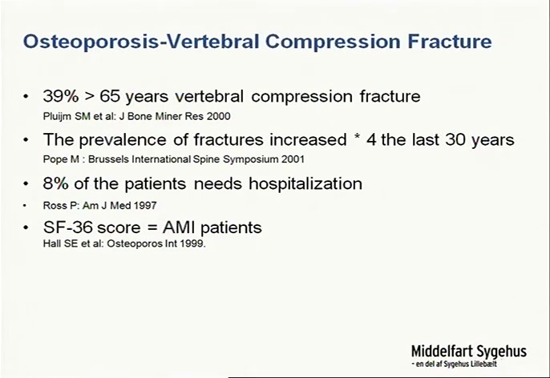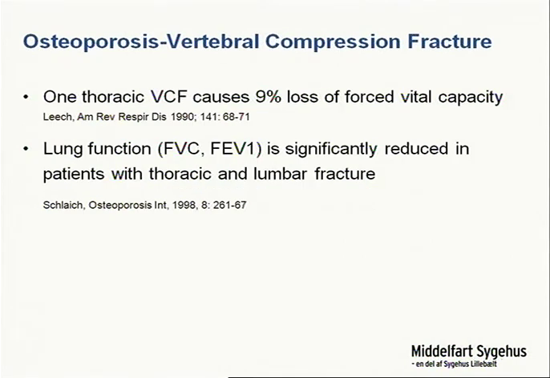And why is this so interesting? That's because a huge number of elderly citizens get compression fractures. The incidence is increasing. 8% of the patients are estimated to actually need hospital care, and it has a huge impact on their daily activities. And as Christina just shortly mentioned, one thoracic fracture also compromises the vital capacity.